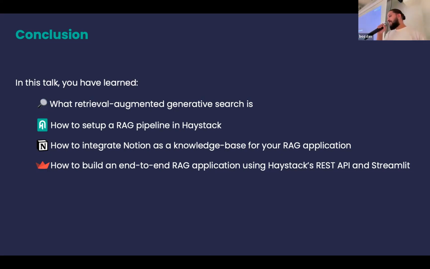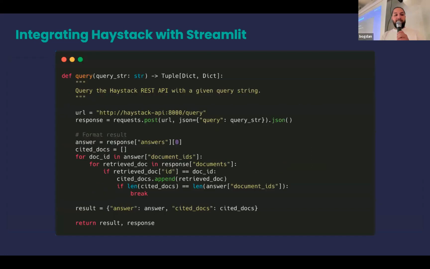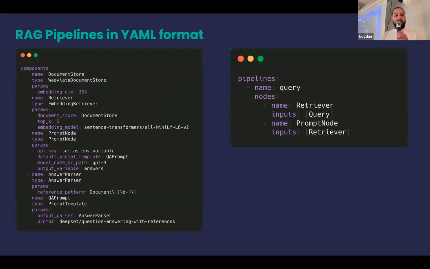Yeah, replacing the GPT-4 model is very easy. You just need to change the YAML definition. In here, we provide the model name, and you can just set the model that you want to use, and any model on the Hugging Face Transformers Hub should be supported as a prompt node in Haystack.